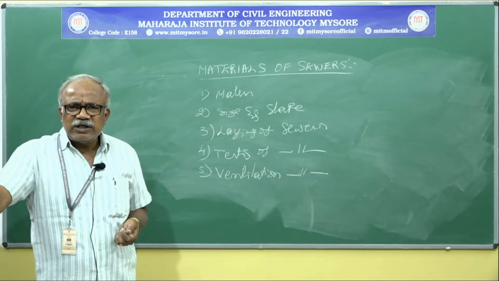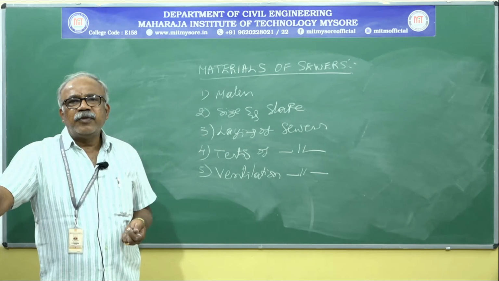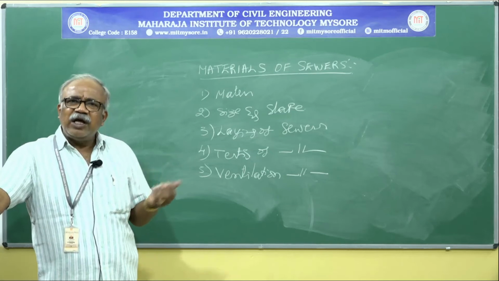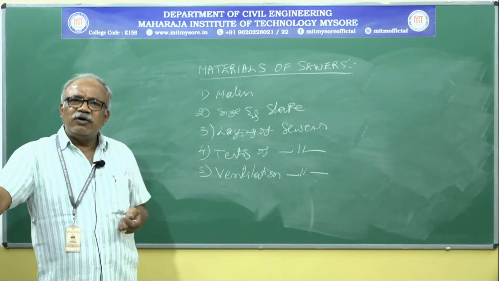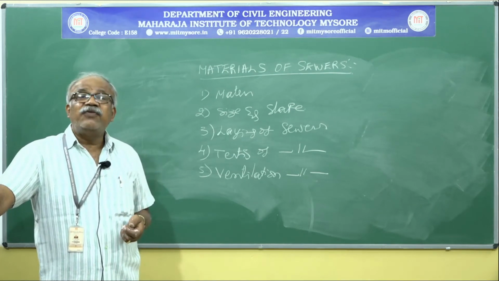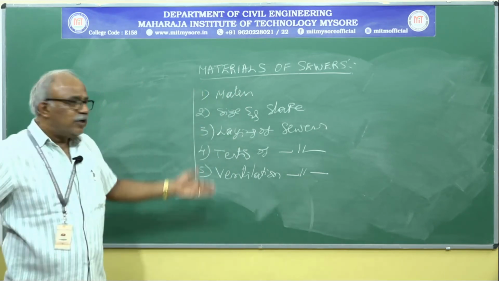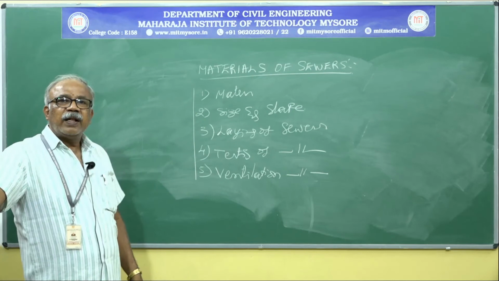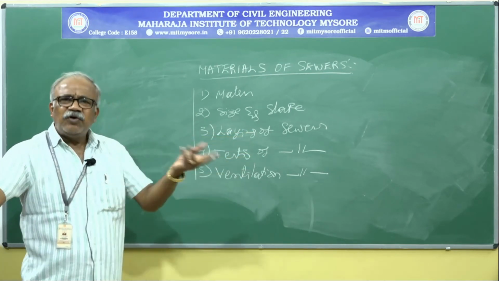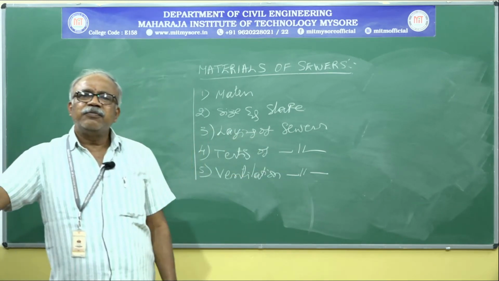Who is going to provide the oxygen to us? It is naturally available. Are you clear? In case sometimes we are not able to get the oxygen for our breathing, survival is very difficult. In the same way, even this also. Laying of sewers, testing of sewers, ventilation. Without giving the ventilation, how will the wastewater pass?